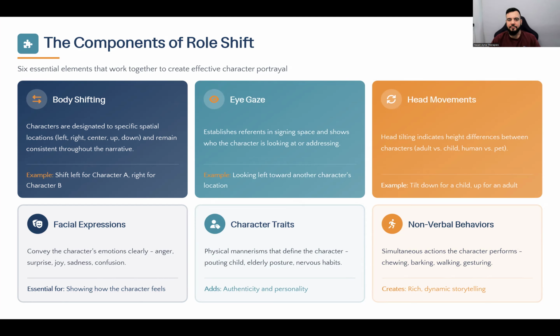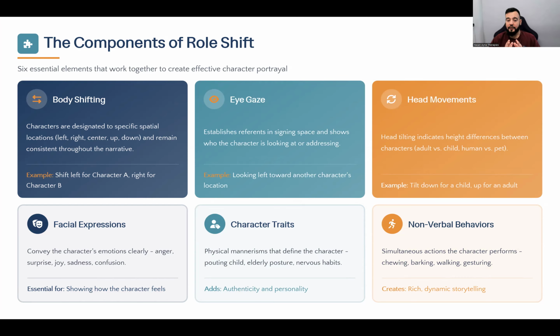Not all characters are going to be angry. Not all characters are going to be confused. But maybe that character that you put into the left-hand side of your sign space is sad, whilst the other character is really happy that they've made them sad. Your emotions show those differences in character.